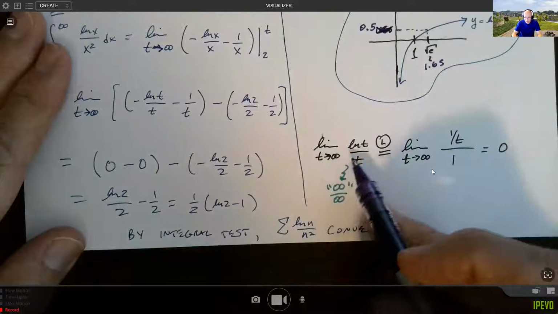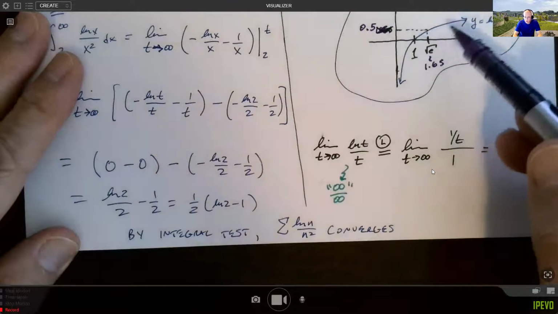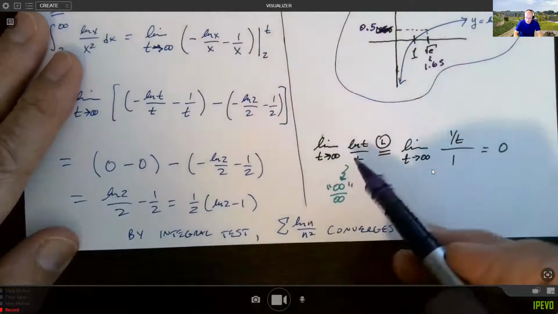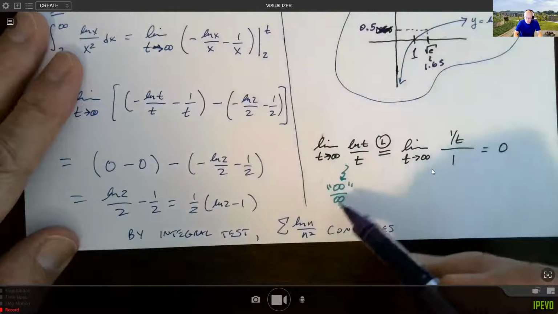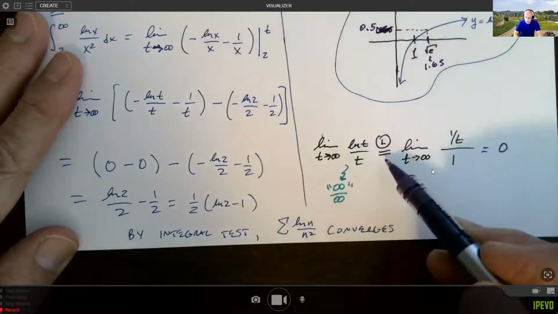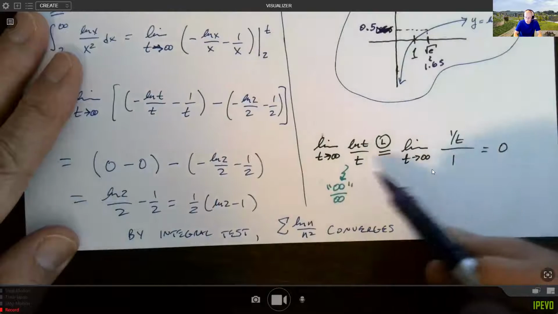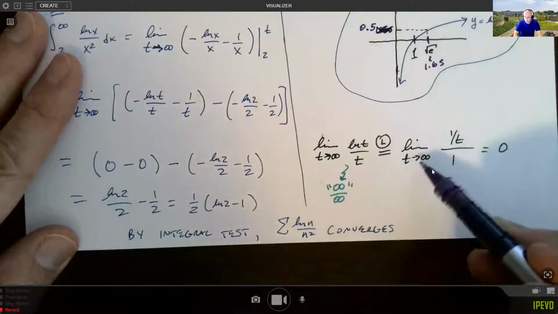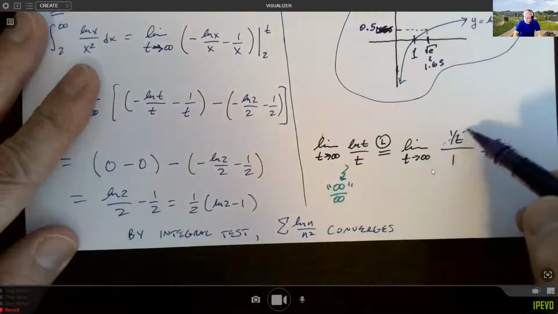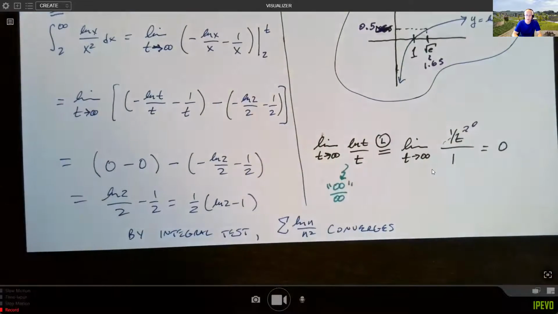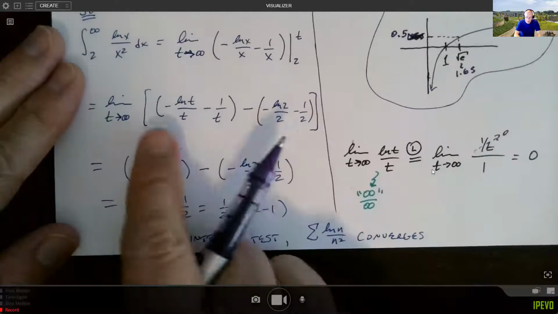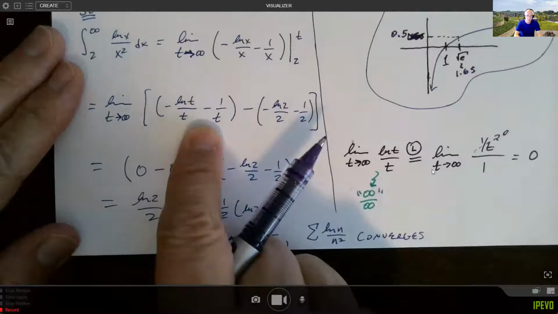Notice as t goes to infinity, natural log of t is going to infinity. Kind of slow, but it's going to infinity. t is going to infinity. It's in L'Hopital's rule form. So using L'Hopital's rule, the derivative of natural log of t is 1 over t. Derivative of t is 1. As t goes to infinity, this thing is going to 0. 0 divided by 1 is 0. So that limit is 0. So this whole thing is going to 0 as t gets bigger and bigger.